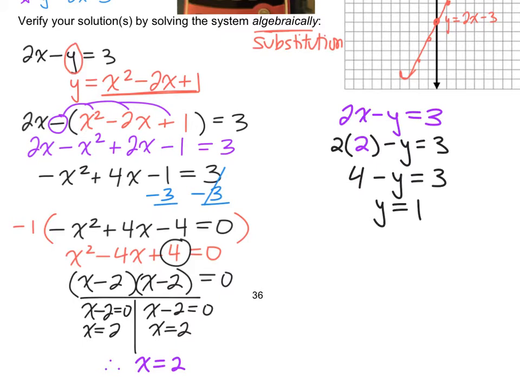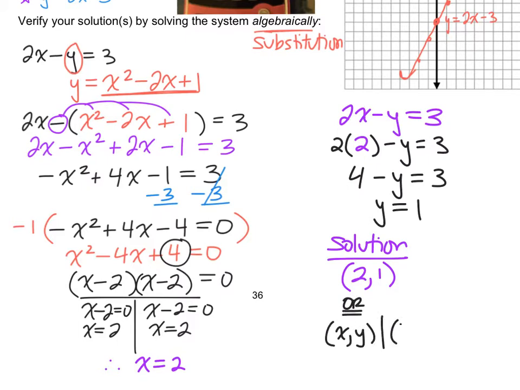So the solution is the x value and the y value together. So 2 comma 1. But again, the cool way to write it is the set of x, y such that x, y equals 2, 1.